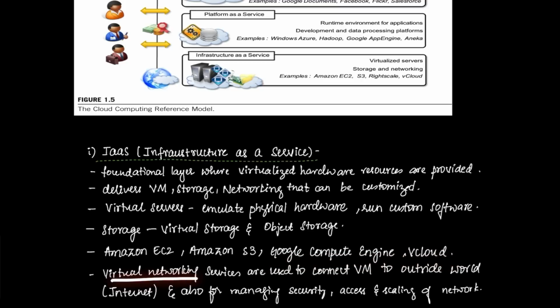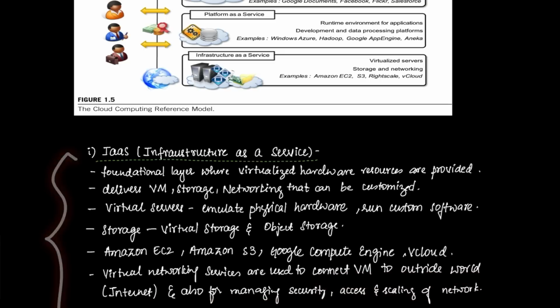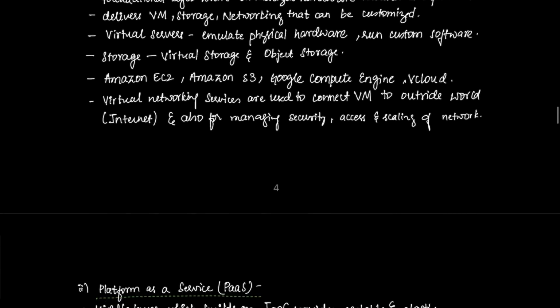Speaking from the networking perspective, it involves managing the virtual networks that allow virtual machines to communicate, connect virtual machines to the outside world, that is the internet, and also for managing the security, access, and scaling up of the network. So this was about infrastructure as a service. This lays the basic foundation, the rock foundation.